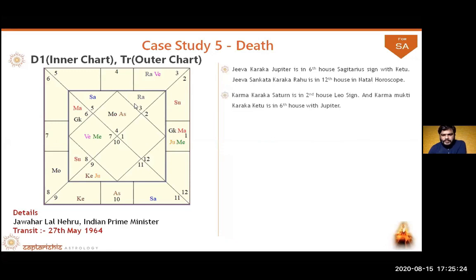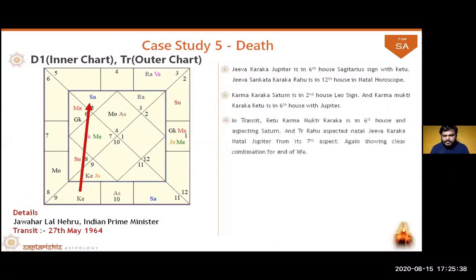Saturn is in the 2nd house in Leo sign and Ketu is in 6th house. Now, the transit Ketu is aspecting the Saturn. One rule fulfilled. Second rule is the Jupiter thing. Rahu is also aspecting the Jupiter. Again, rule 1 and rule 2 are fulfilled. When these two rules apply in one horoscope simultaneously, death can take place. So on 27th of May 1964, death happens.